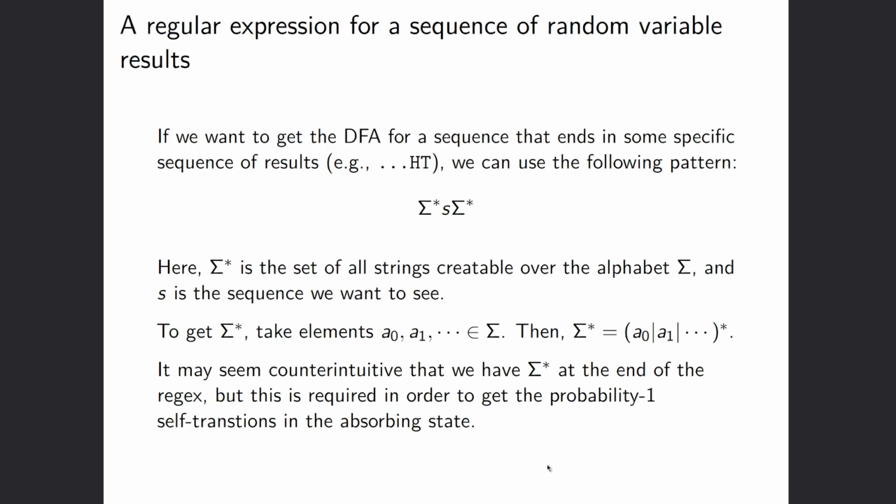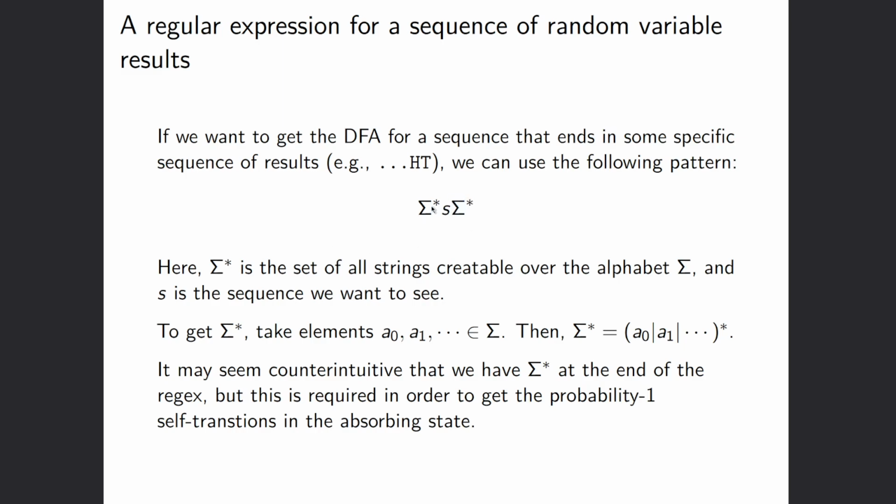So next, let's talk about a regular expression for a sequence of random variable results. Now that we have a good idea of how regular expressions work, and maybe a good idea of NFAs and DFAs, or maybe not, maybe you should review that. If we want to get a DFA for a sequence that ends in some specific sequence of results, say HT, then we can use the following pattern. Here we have sigma star, then S, and then sigma star again.